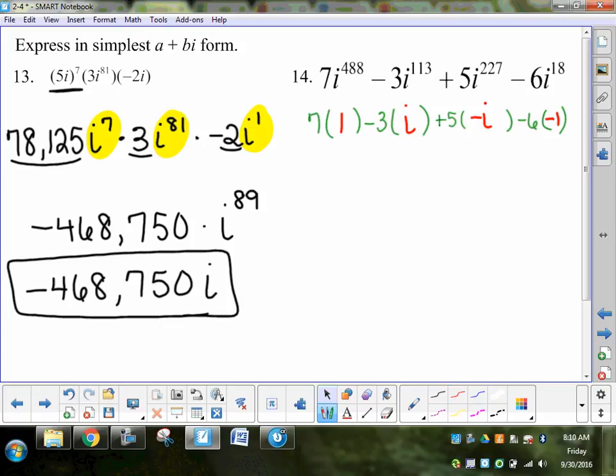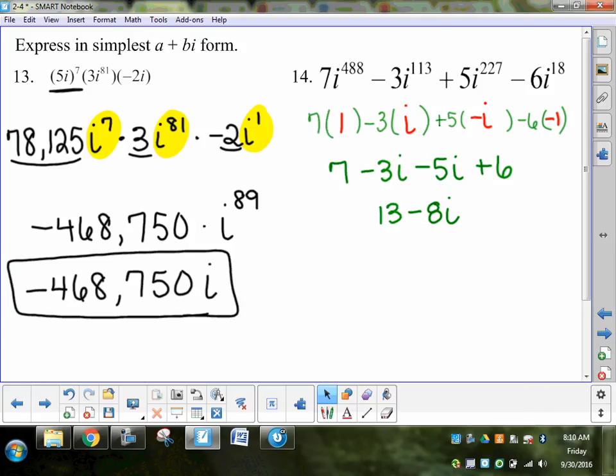So now let's simplify this down. Look at how nice this is. 7 times 1 is 7, minus 3 times i is negative 3i. 5 times negative i is minus 5i, and over here, negative 6 times negative 1 is plus 6. Let's put our like terms together, and now we have 13 minus 8i. You would easily be expected to do that on an assessment or a test.